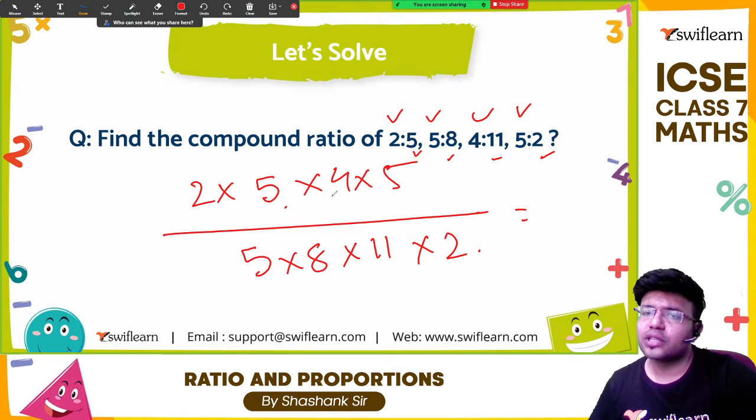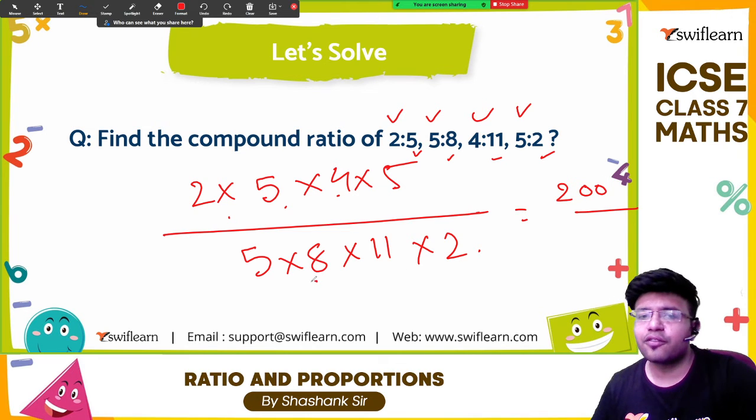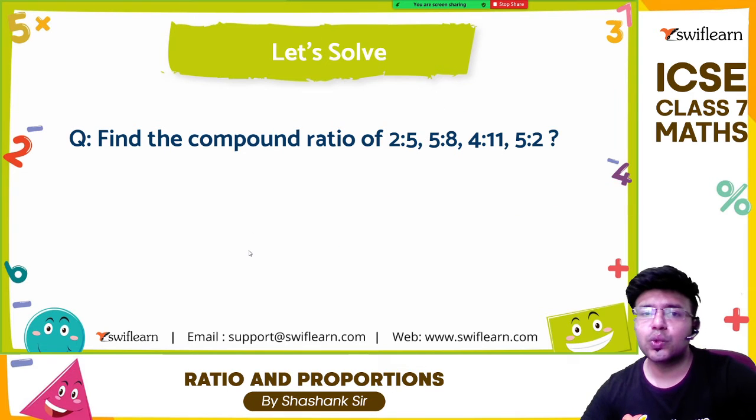Okay, 5 fours are 20, 5 twos are 10, which is 200, and 8 fives are 40, 11 twos are 22, 40 twos are 80, 80 into 11, 880. This is the compound ratio. You getting this? Okay.